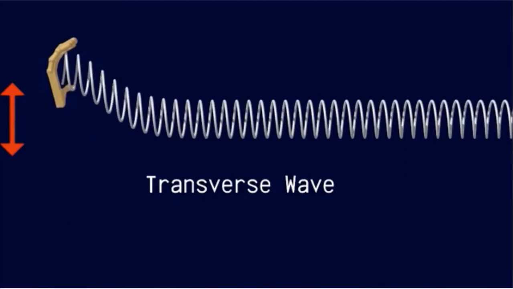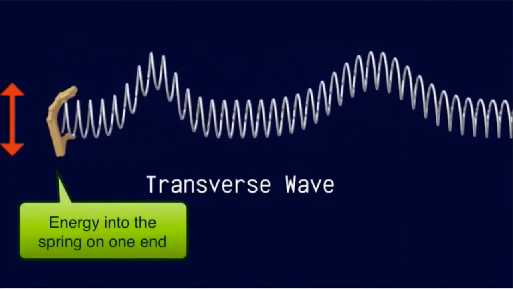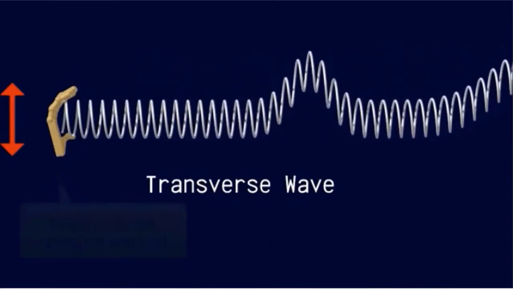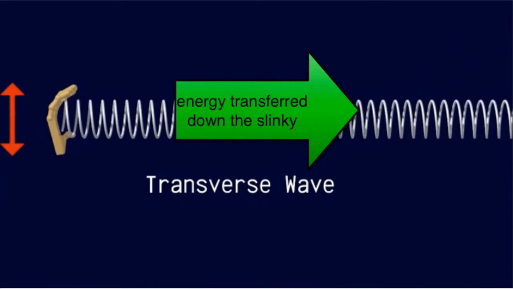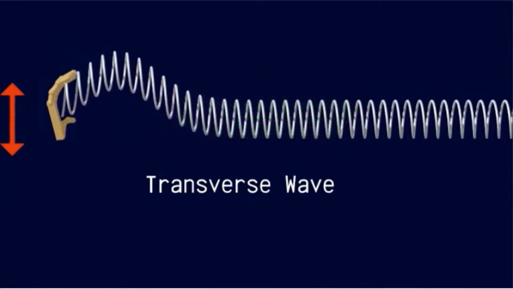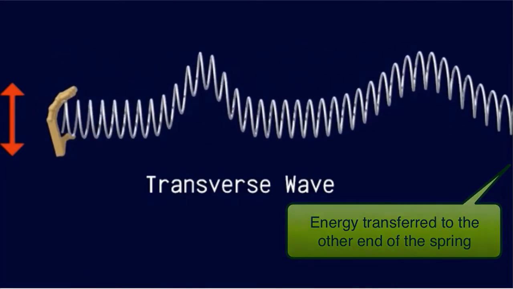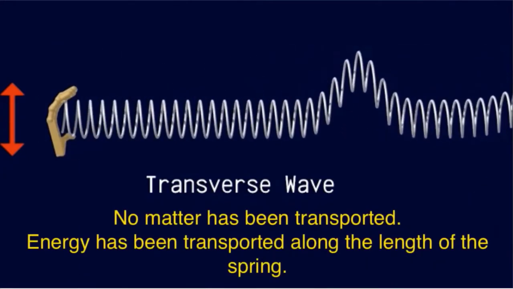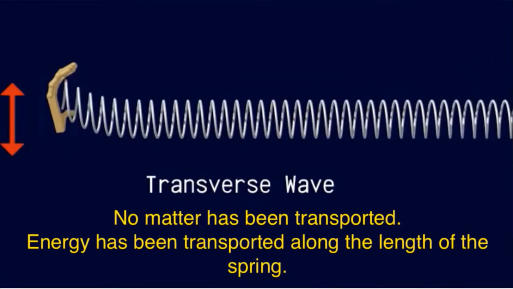Also note that to generate a pulse, the person puts energy into the slinky, or does work to displace the slinky end in his hand. That energy is transferred progressively along the slinky to displace it and is used in displacing the other end of the slinky. So, no matter has been transported down the length of the spring, but energy has been transferred down the length of the spring.